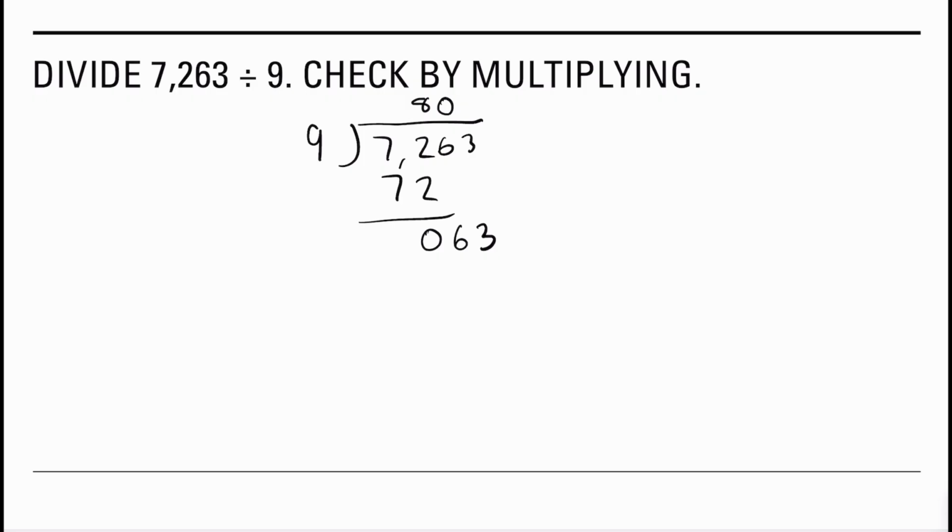Then from there, we say, how many times does 9 go into 63? It goes in 7 times. Now we go 9 times 7, which is 63. Then we subtract those and we get 0. So our answer should be 807.